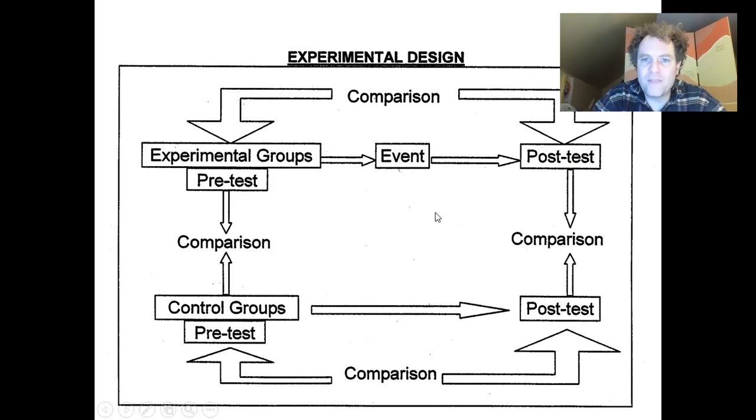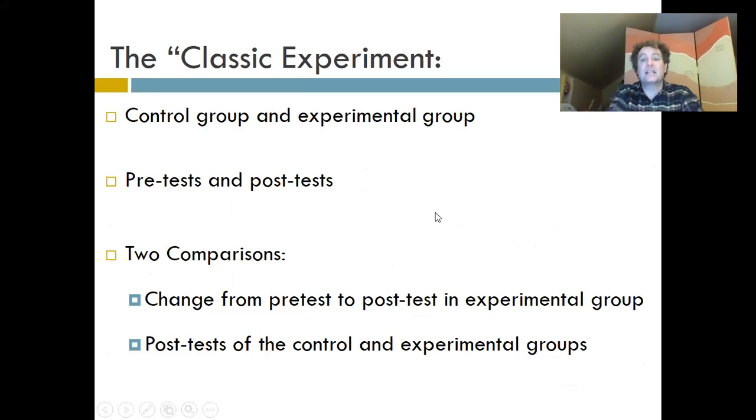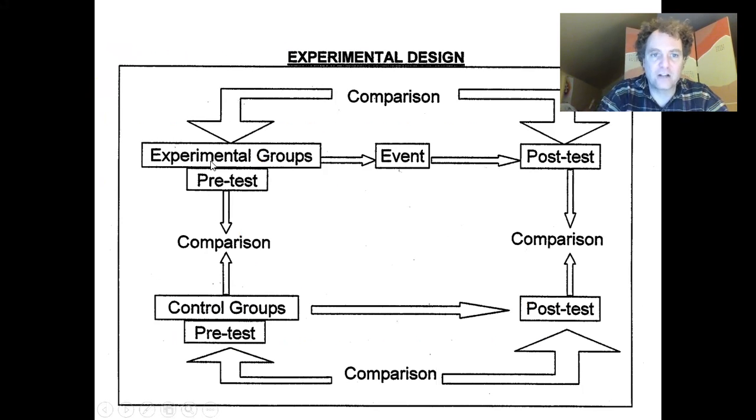Okay, so what this means essentially is that there's two comparisons going on. We're looking at two things, right? So the first thing we're going to do is look at the change in the pre-test to the post-test in the experimental group. Let me go back. All right, so here's the experimental group up top.